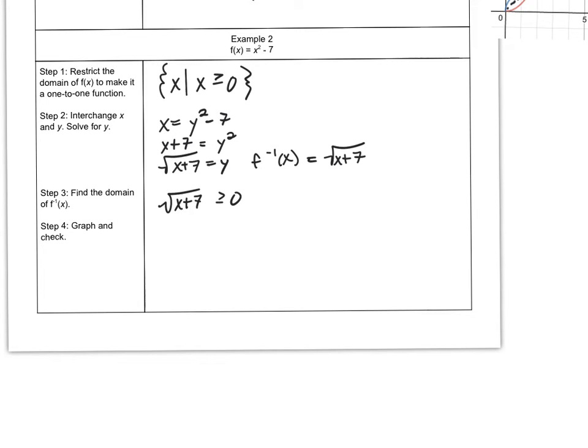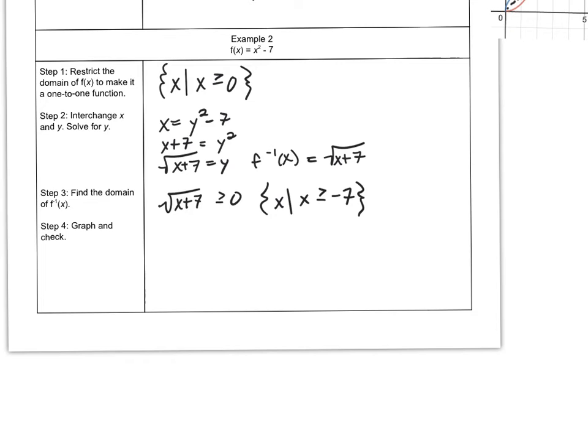So we know that the square root of x plus 7 has to be greater than or equal to 0 in order for our inverse to be defined, since you can't take the square root of a negative number. So that means that x has to be greater than or equal to negative 7. If x is negative 7, the value of our inverse would be 0. If it's any smaller than that, it would be negative, and that's not possible. That would result in an undefined value for our function.